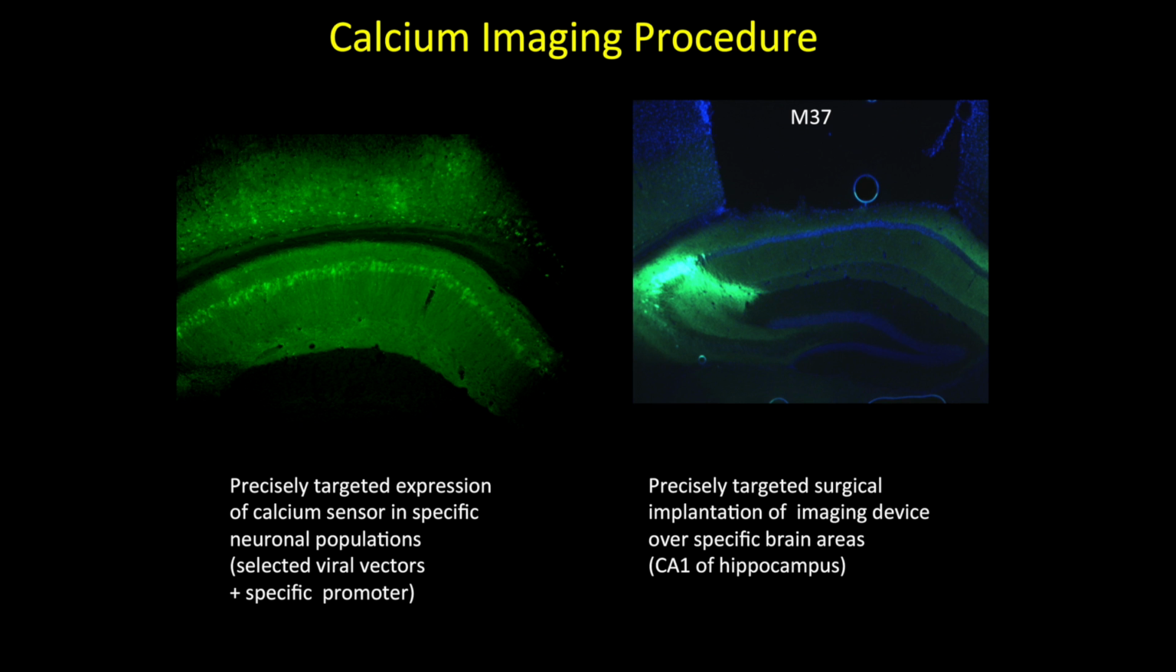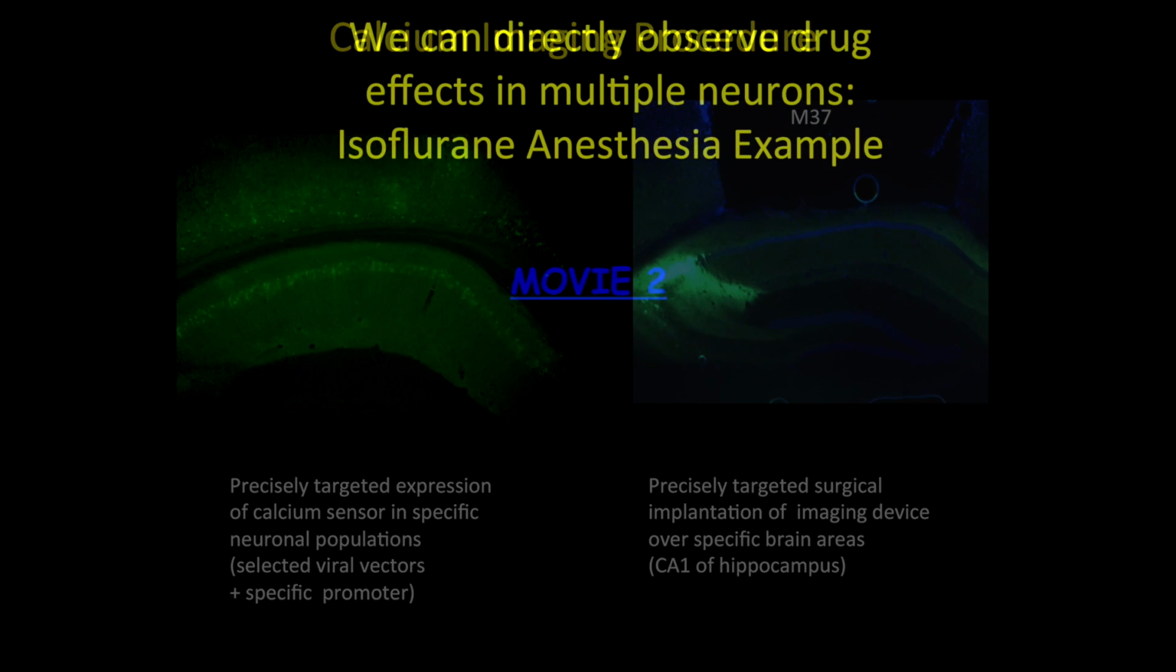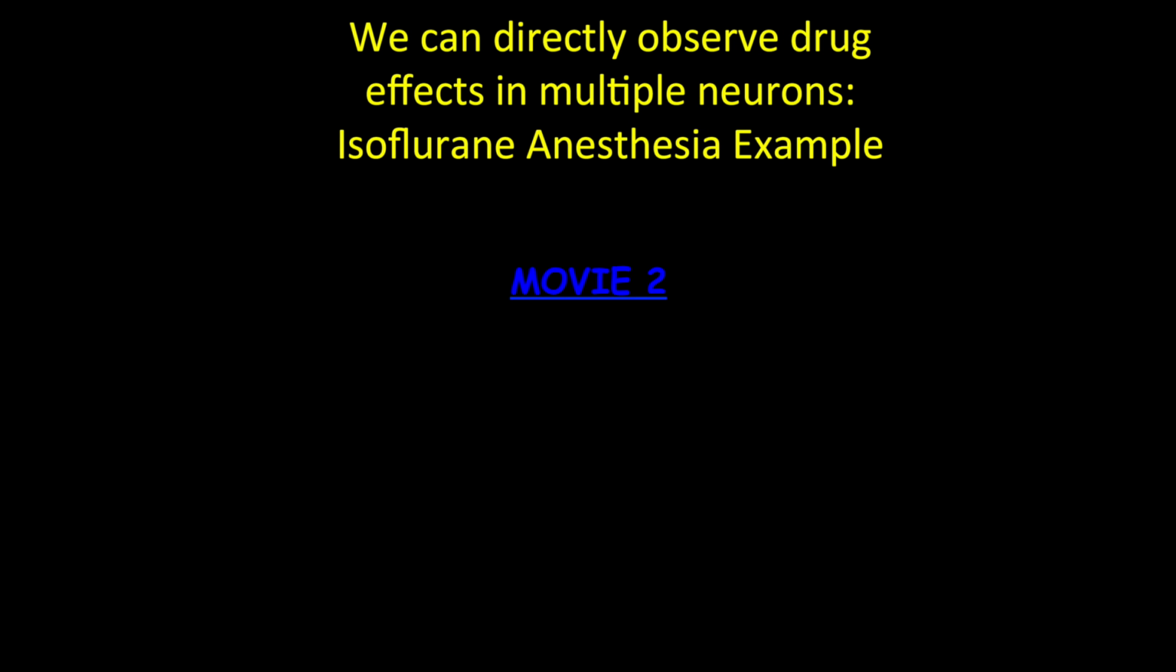The second step is to implant the optical part of the microscope over the area of interest by removing a column of tissue and positioning this optical part of the device directly above the area of interest. This is the hippocampus. This is area CA1. The advantage of this approach, although it's somewhat labor intensive, is that you can directly visualize the effect of different drugs on neuronal activity in the area of interest. I'm going to show some examples now.